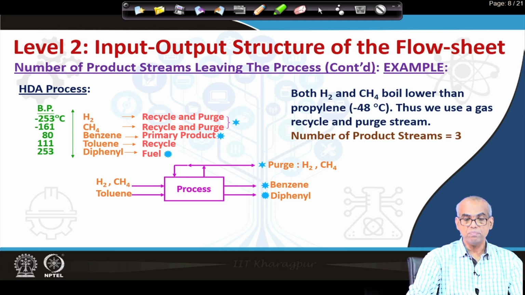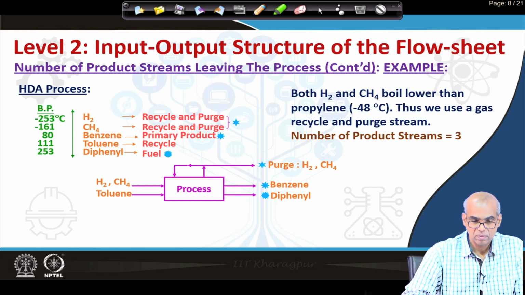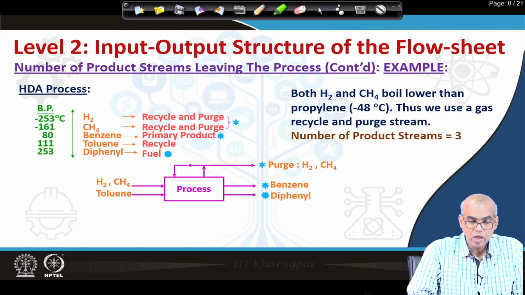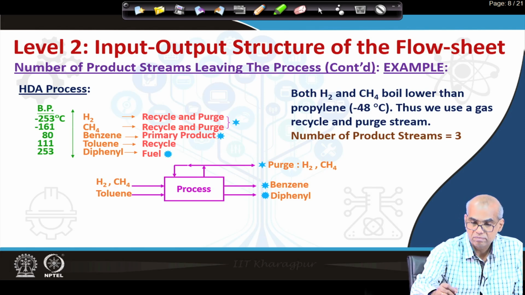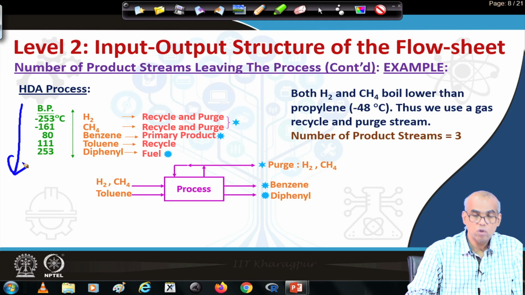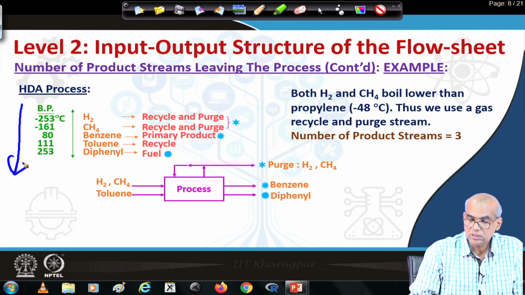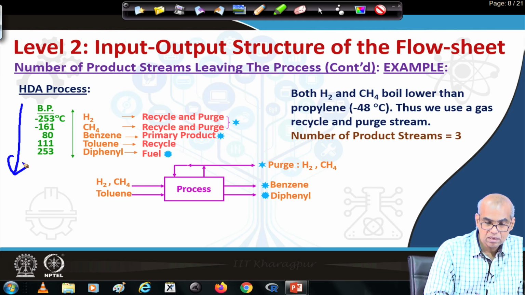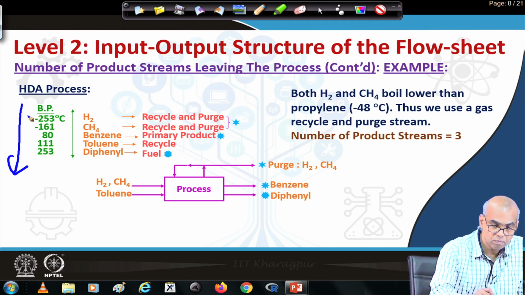Now, let us take this example from the hydrodealkylation process to understand how to compute the number of product streams. So, what are the components we have? Hydrogen, methane, benzene, toluene and diphenyl. I arrange them according to normal boiling point. Note that both hydrogen and methane boil lower than propylene. Propylene has a boiling point of minus 48 degrees Celsius, whereas hydrogen and methane have a much lower boiling point.